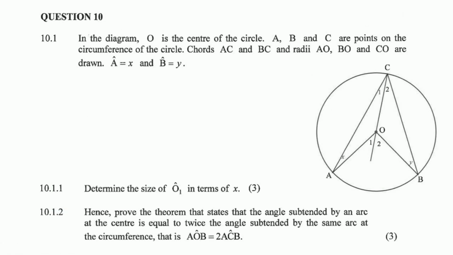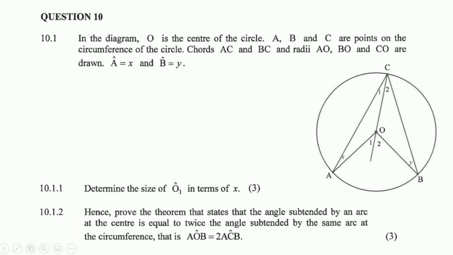In the diagram, O is the center of the circle, ABC. I'm going to look for important things here: chords, and so on, A is X. Everything that they've told us here, we can see on the diagram. The first question says, determine the size of angle O1, so that's this one here, in terms of X. And then the next question is the proof.